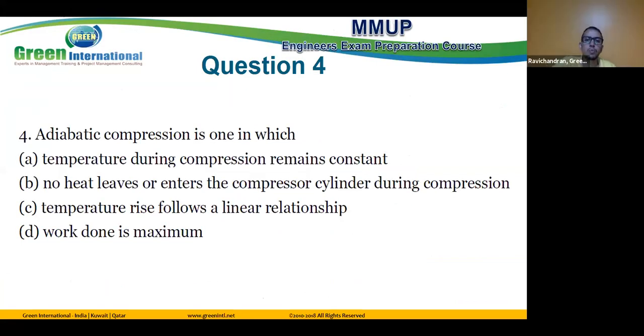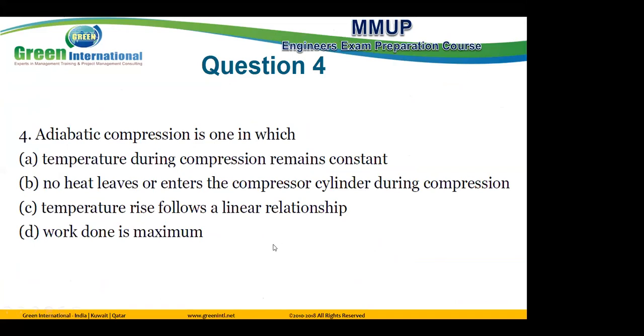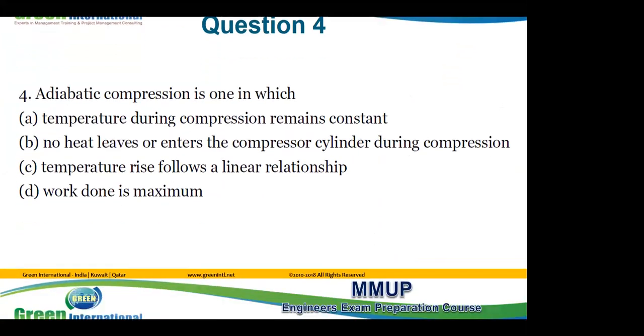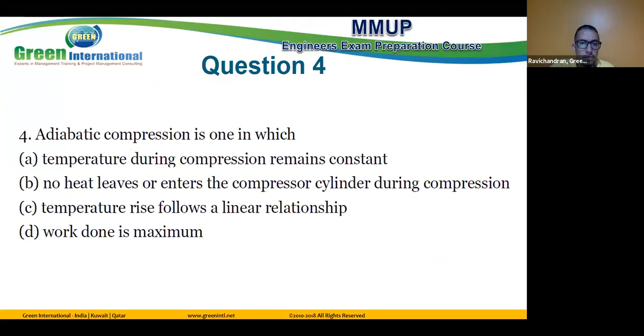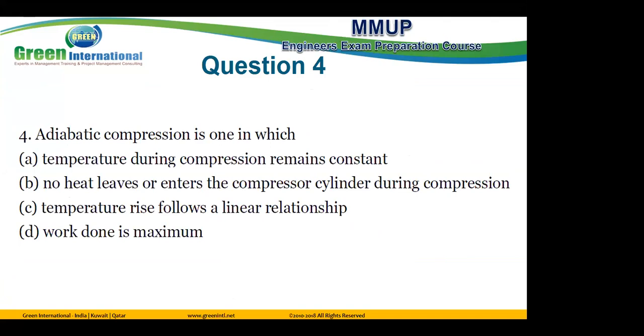Adiabatic compression is one where no heat leaves or enters the compressor. B. All agree? All agree for that? Yes.